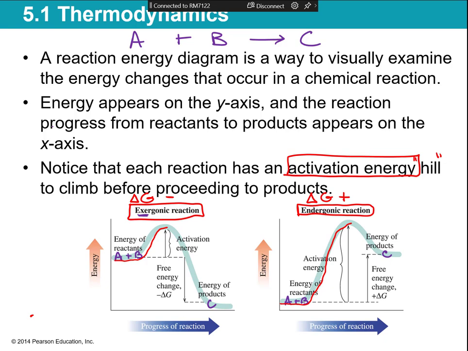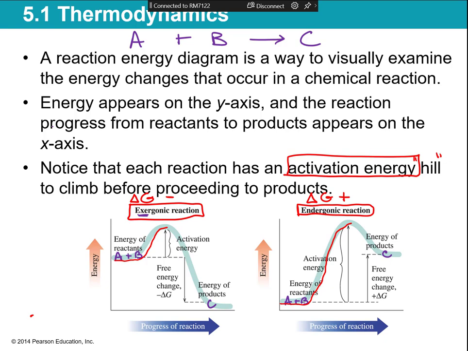If they're like the first chart, then A and B, it doesn't take much energy. That means A and B collide easily, and they may actually react in any orientation. So A and B can come together this way, this way, this way, this way. As long as they touch, the reaction occurs. That's why it has a really low activation energy.